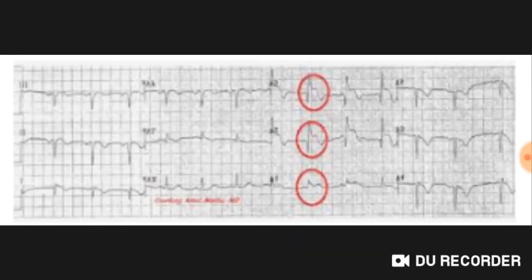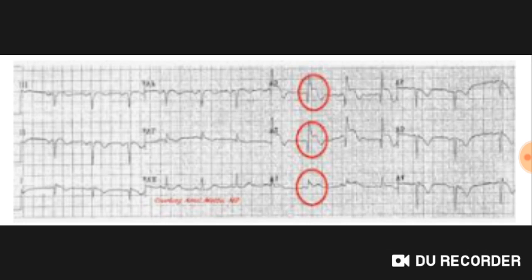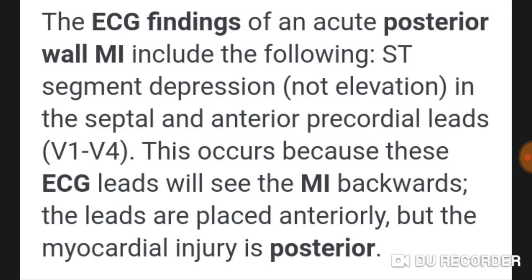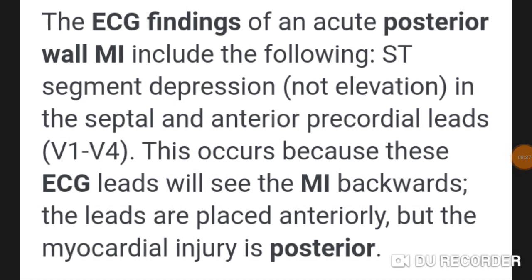Okay. In leads V2, V3 and V4 there is ST depression we see in posterior wall MI. ECG in acute posterior wall MI shows ST segment depression, not elevation, in the septal and anterior precordial leads V1 to V4. This occurs because these ECG leads see the MI backwards. The leads are placed anteriorly, but the myocardial injury is posterior.